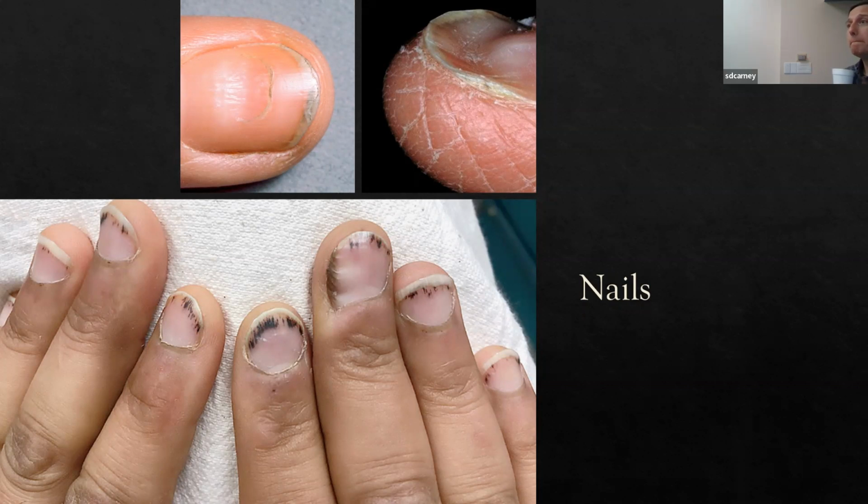It's called Beau's lines, B-E-A-U. Nope. Lauren got it. Zinc. Yeah. Zinc deficiency will cause Beau's lines.